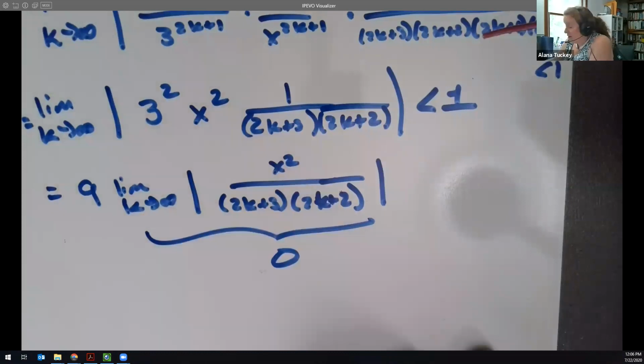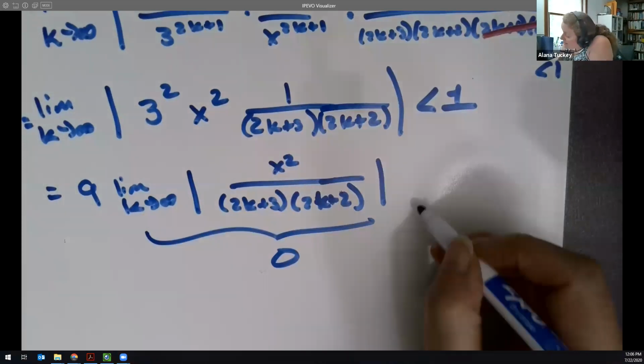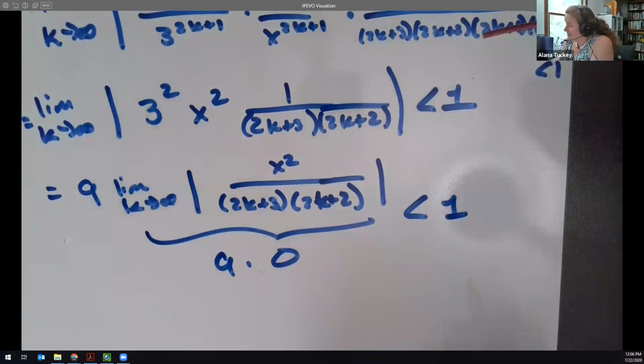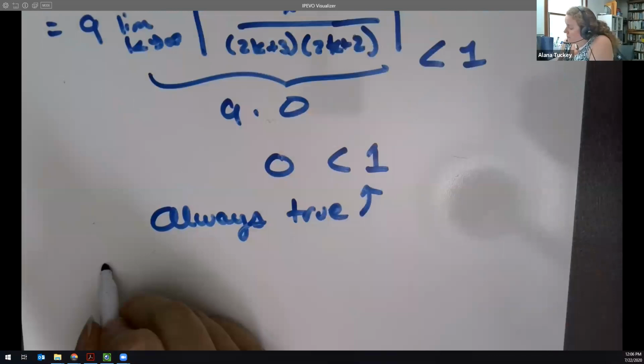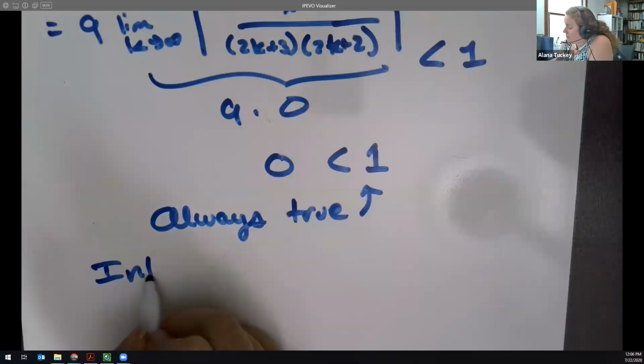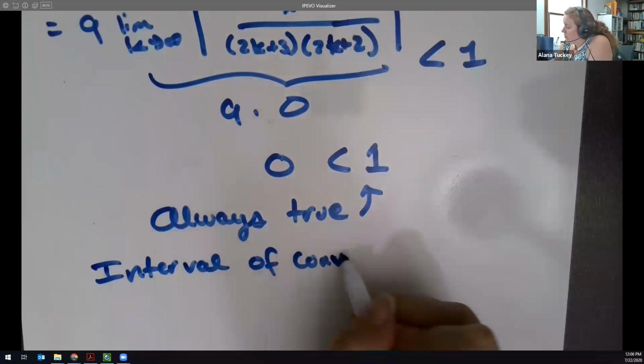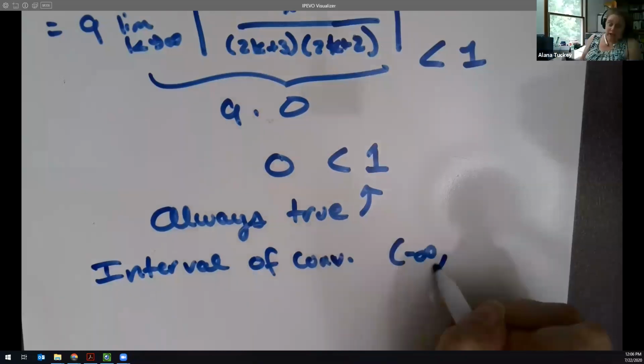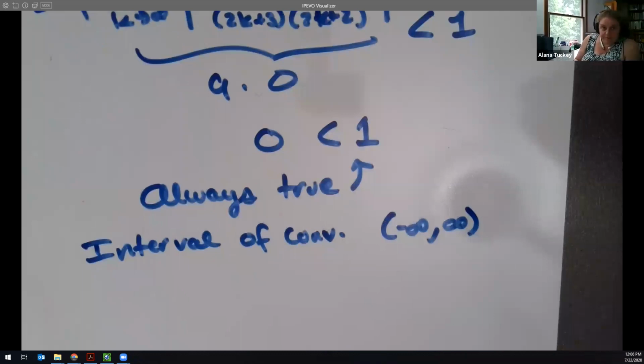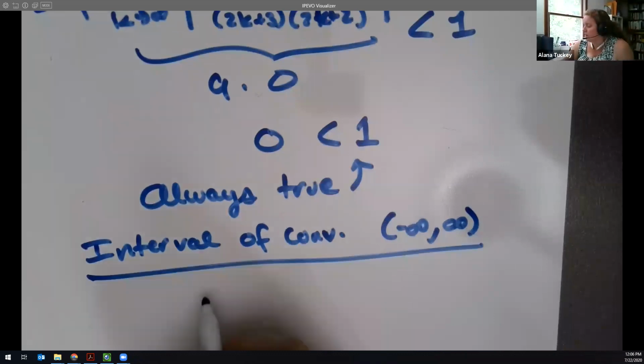Is 0 less than 1? When is 0 less than 1? Oh, wait. It's 9 times 0. You know what 9 times 0 is? 0. So when is 0 less than 1? Always. This is always true. Therefore, my interval of convergence is negative infinity to infinity. There's no endpoints to check because infinity doesn't have endpoints. Its radius, by the way, is infinity, if you want to know the radius of convergence.